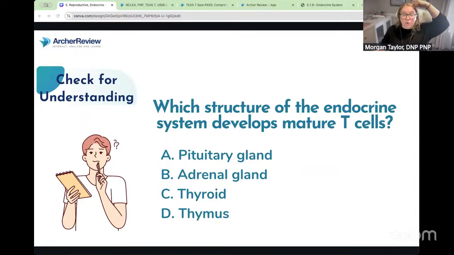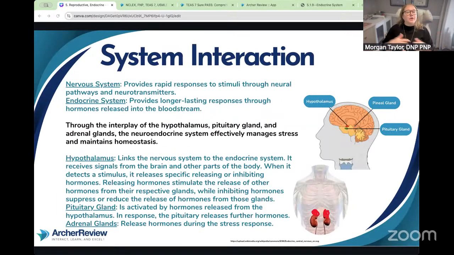Helping control. Now, that's a good segue into talking about the interaction between all of these systems because the pituitary gland is really a master controller between systems. We never just have something in isolation when it comes to the body, right? Nervous system, how does it plug in here?